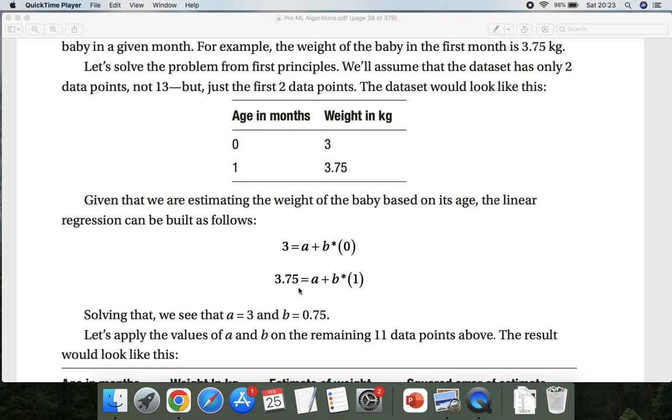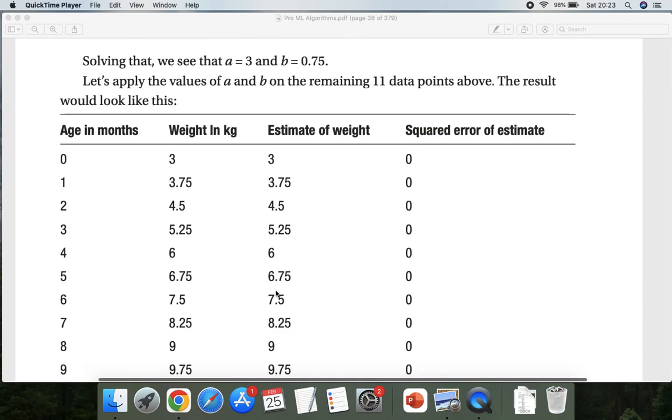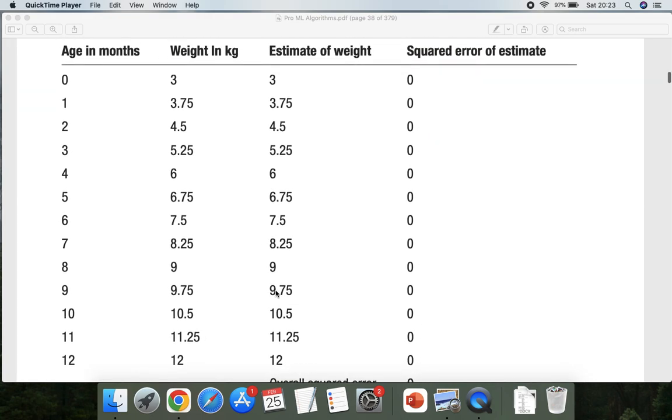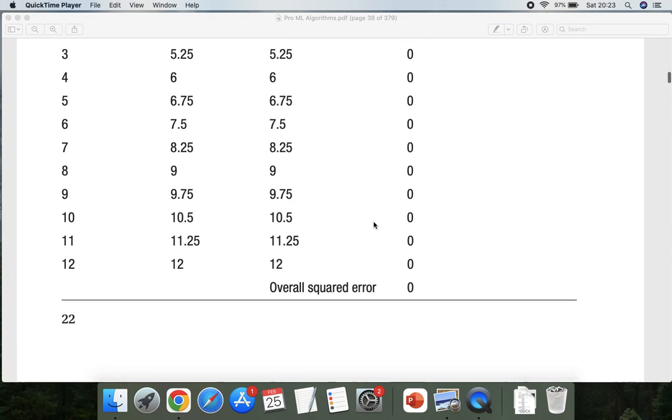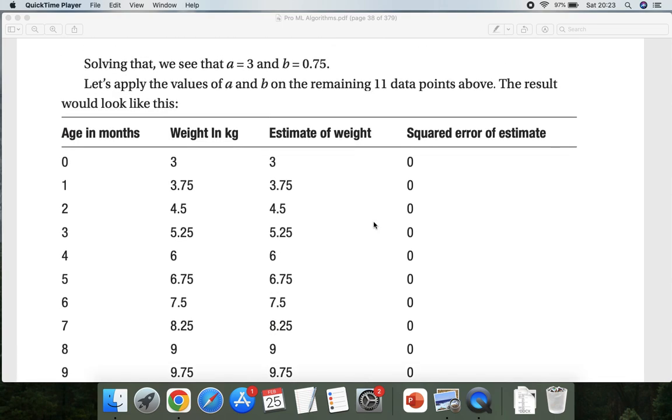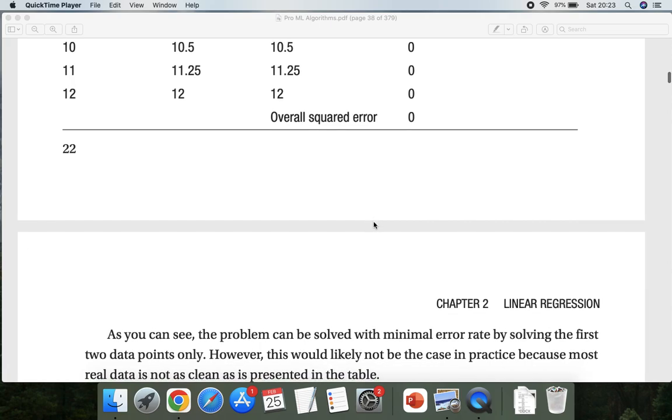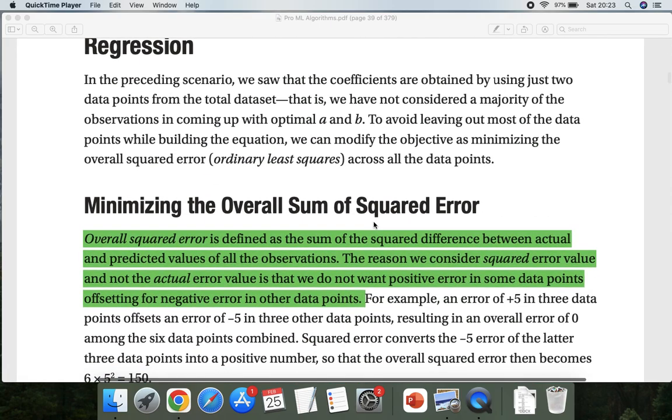Similarly, because it is increasing at the rate of 0.75, with a equal to 3 and b equal to 0.75, it will keep increasing, and this table will be generated in the end. You can see this is our actual and this is our estimated. If we calculate the sum of squared error, it will be 0. Overall squared error will be 0. So this is the ideal situation, but in the real world it is not happening.